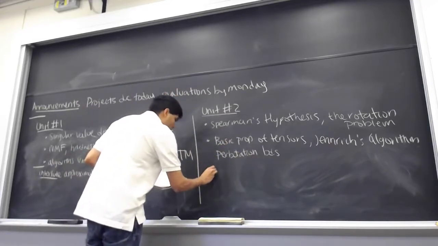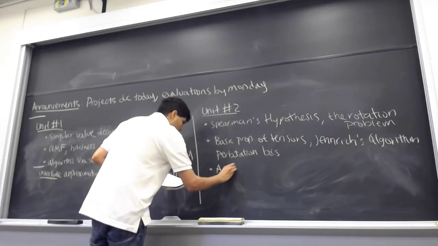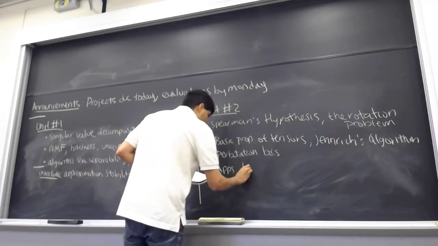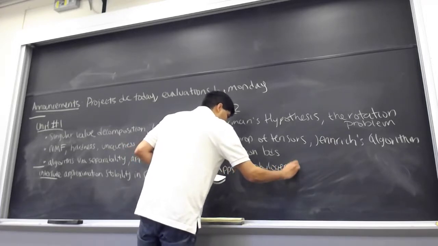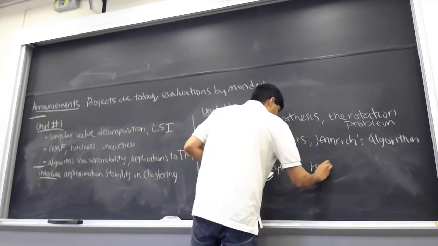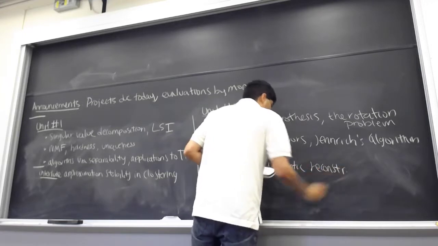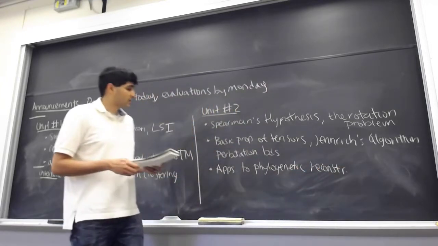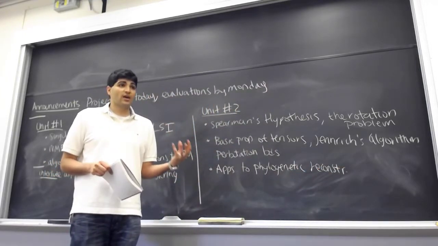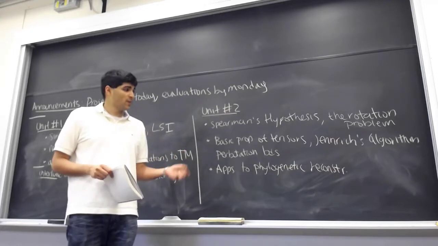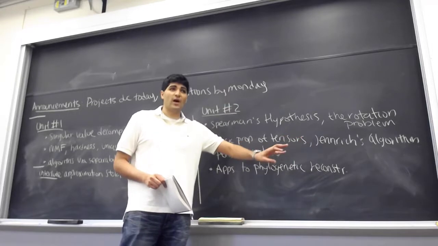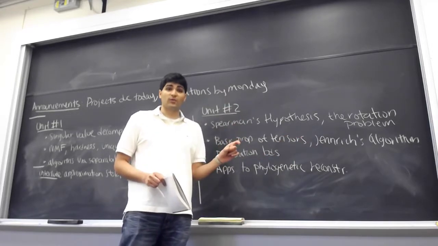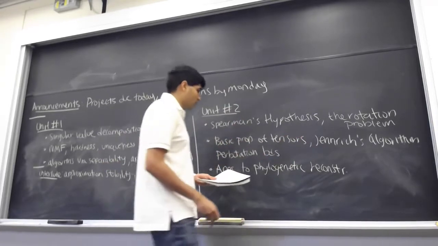And eventually we talked about applications to phylogenetic reconstruction. For example, we talked about Steel's distance function. We talked about quartet tests, how to reconstruct the topology of the tree. But then once we had the topology, we went back to Jennrich's algorithm to actually find what the transition matrices are in these phylogenetic trees.